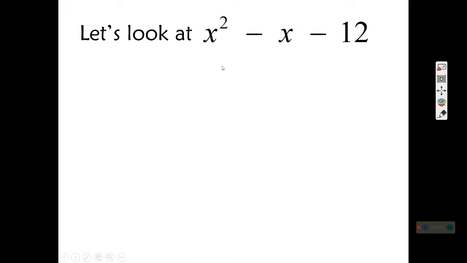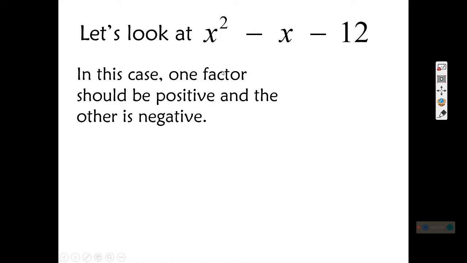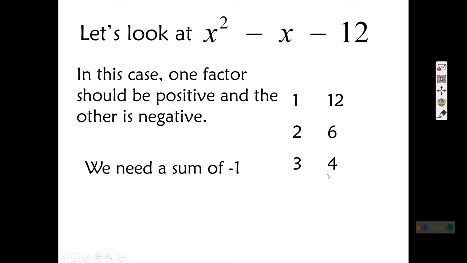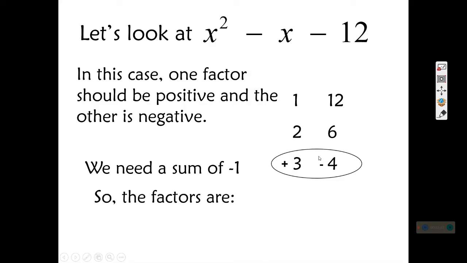So we have here x squared minus x minus 12. In this case, one factor should be positive and the other negative. So still we have to find the factors of 12. So we have 1 times 12, 2 times 6, and 3 times 4. But we need a sum of negative 1. So obviously, for us to have the sum of negative 1, we are going to use 3 and 4, but your 3 should be positive and your 4 should be negative. So the factors are x plus 3 times x minus 4. Did you get it? Okay.